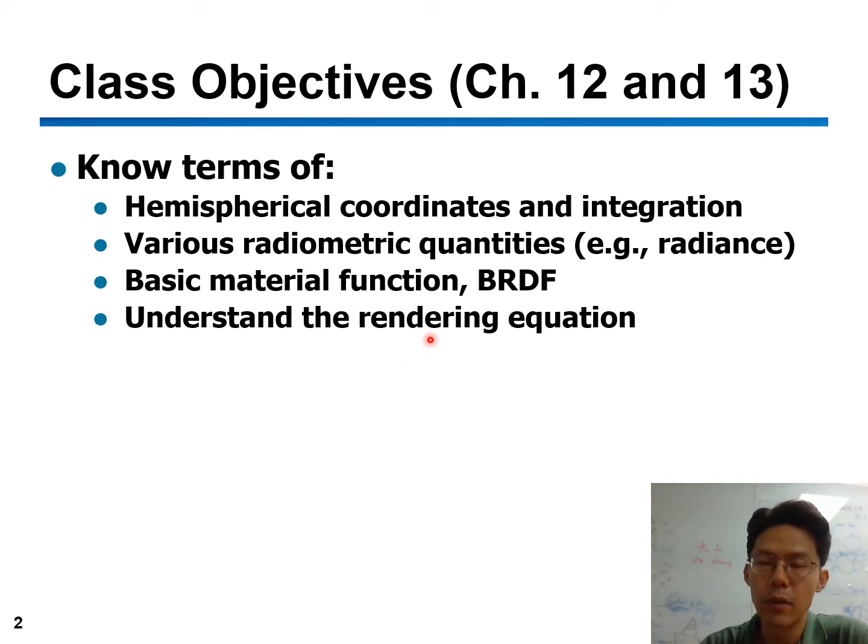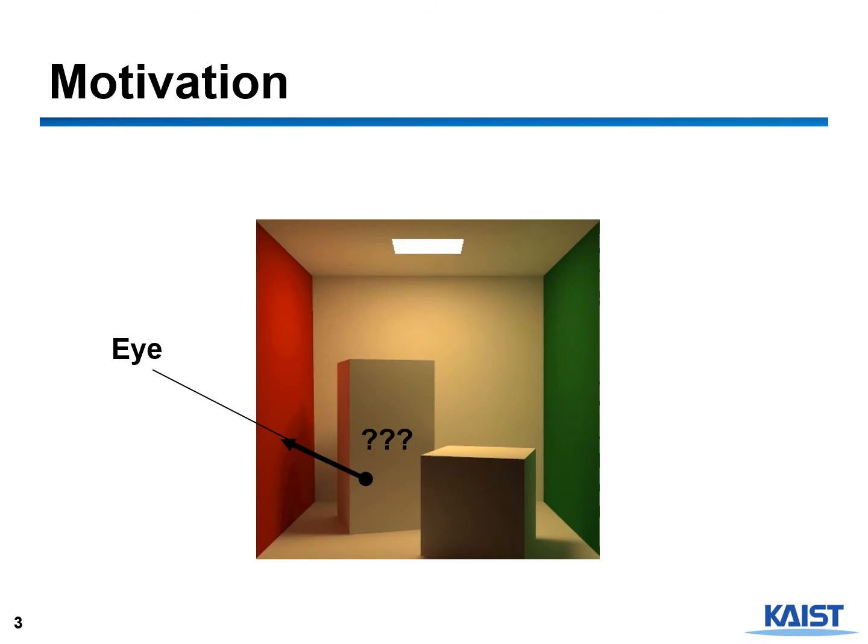And we will talk about material functions like the BRDF. And again, at the end of this lecture material, we will talk about the rendering equation, which is an extended version of the radiance equation that we talked about last time. Let me briefly talk about why we need these radiometric quantities.